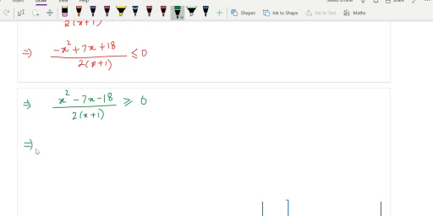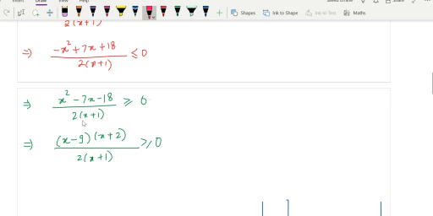Okay, now you have to try to get it in simplest form. You're going to factorize the top. What is the factorization? 18, right? 9 into 2. Okay, so that works. So you have (x - 9)(x + 2) over 2 times (x + 1) is greater than or equal to 0. Now this is the perfect format we wanted. If you have anything in this format, we will be able to solve it.